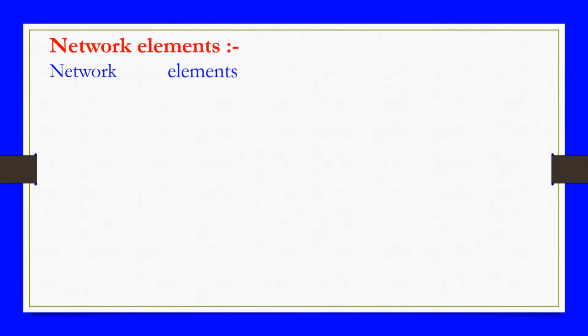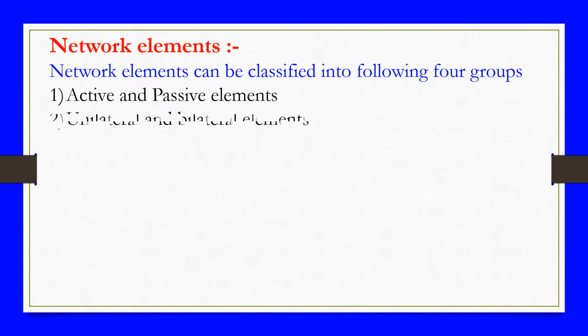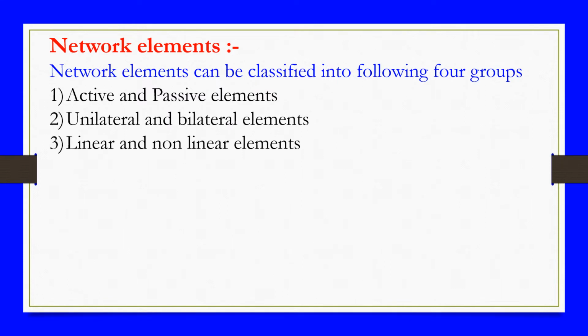Network elements. Network elements can be classified into the following four groups. First one, active and passive elements. Second one, unilateral and bilateral elements. Third one, linear and non-linear elements. The fourth one, lumped and distributed elements.